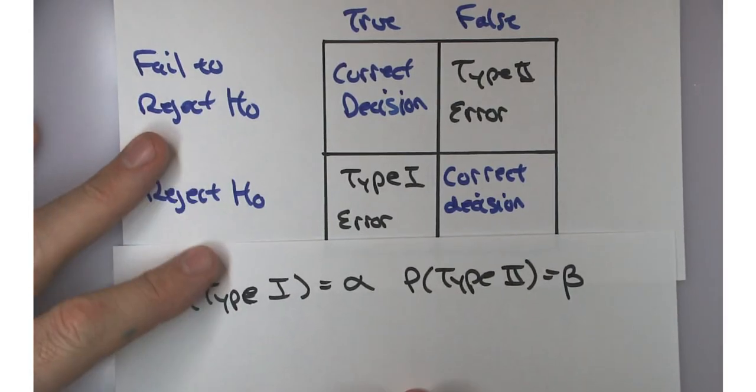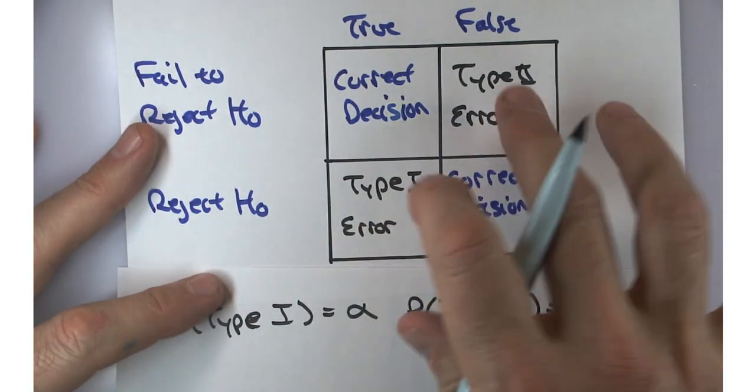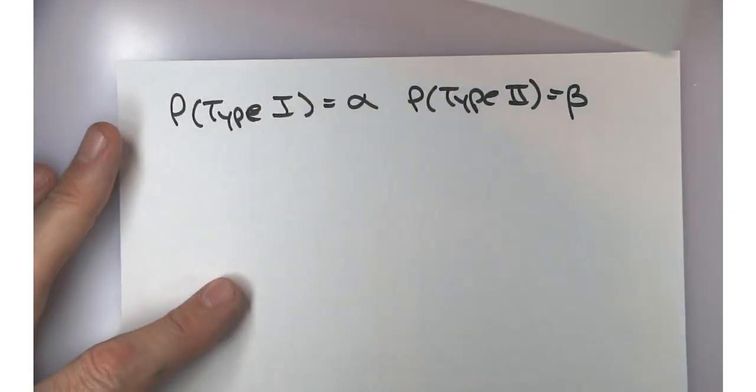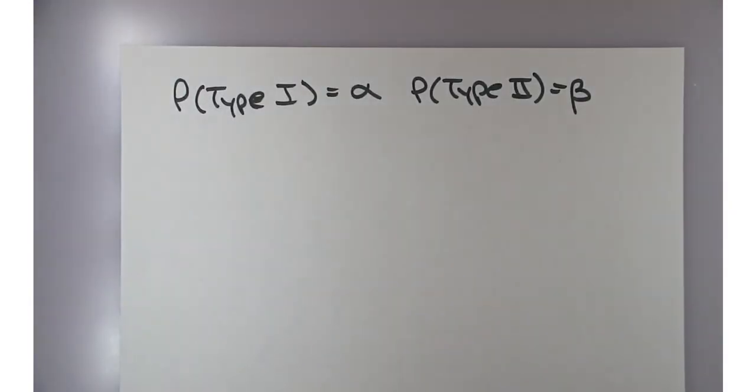So you want to be aware of what it means to make a type 1 and a type 2 error. All right. Let's look at a couple examples, and let me show you what I'm looking for when you state your type 1 and type 2 errors.